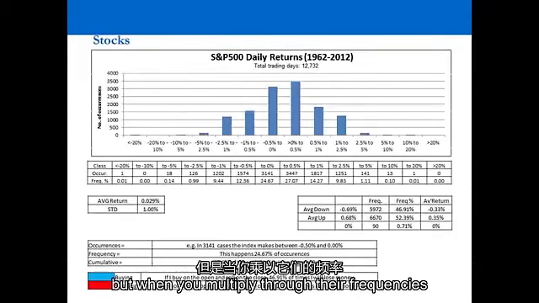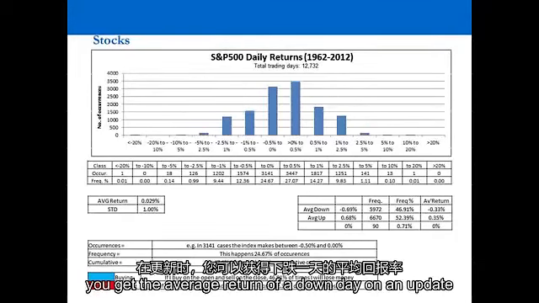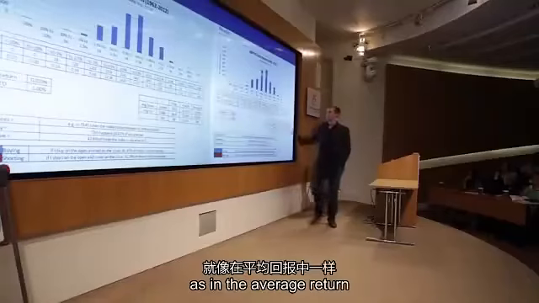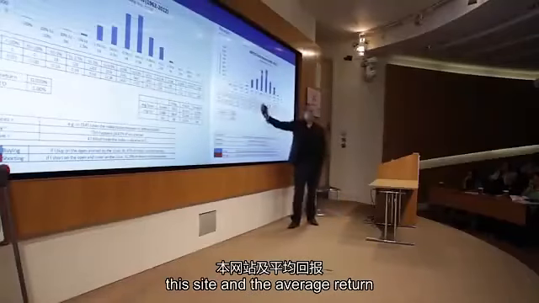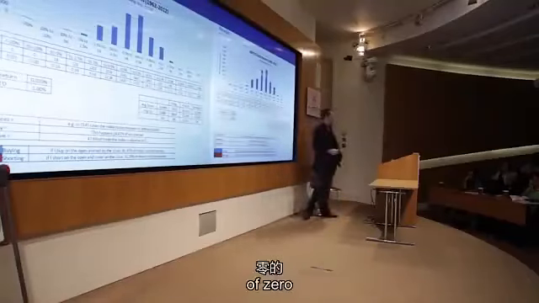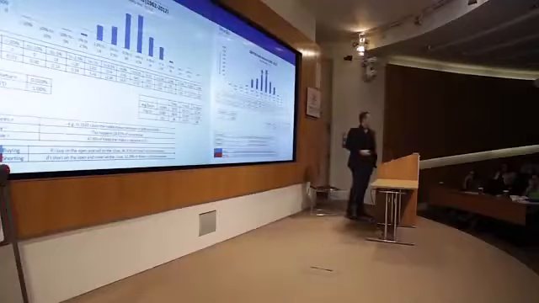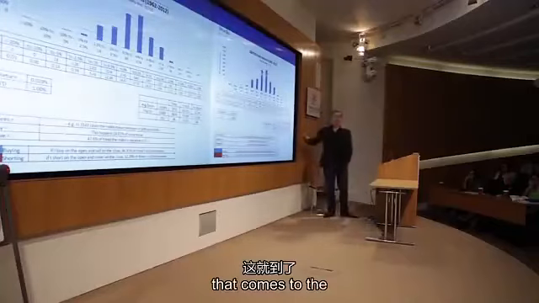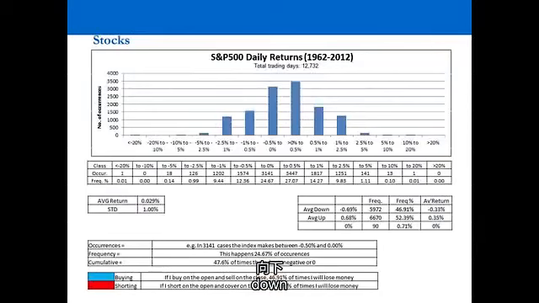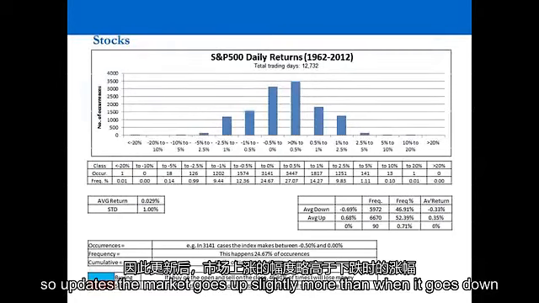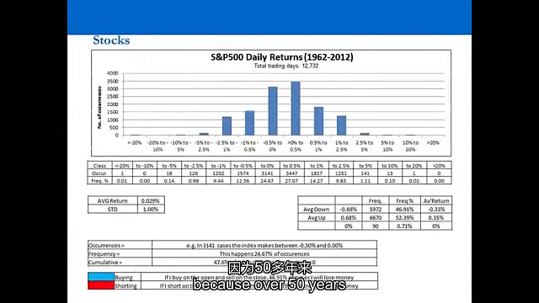But when you multiply through the frequencies, you get the average return of a down day and an up day, as in the average return this side and the average return that side of 0. That comes to 0.33% down on a down day and 0.35% up on an up day. So up days, the market goes up slightly more than when it goes down. That kind of makes sense because over 50 years, the market's up.